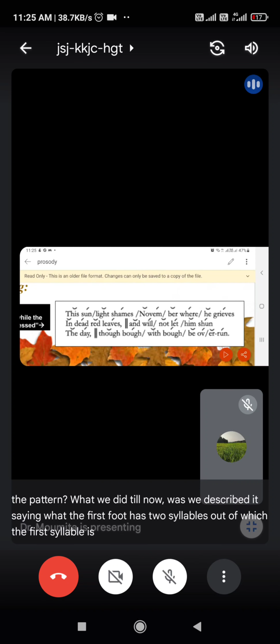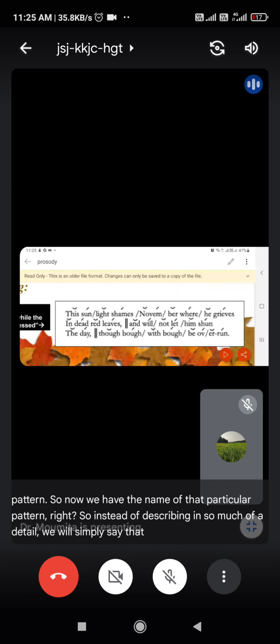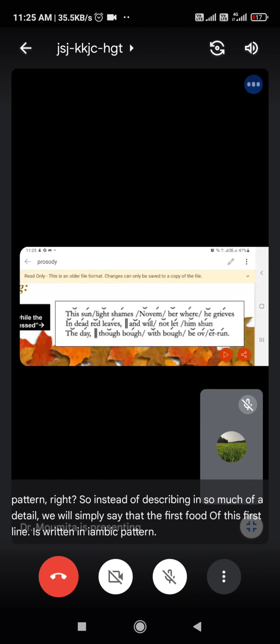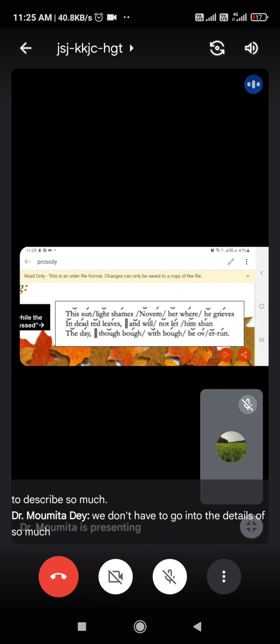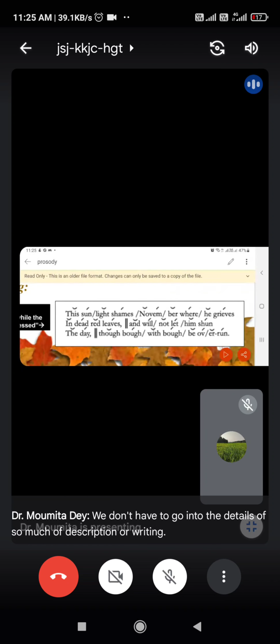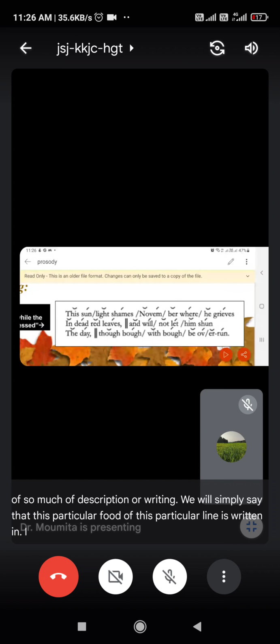So instead of describing in so much detail, we will simply say that the first foot of this first line is written in iambic pattern. Okay, so we don't have to go into the details of so much description or writing. We will simply say that this particular foot of this particular line is written in iambic pattern. So simply we will use one word and we will finish off our job.